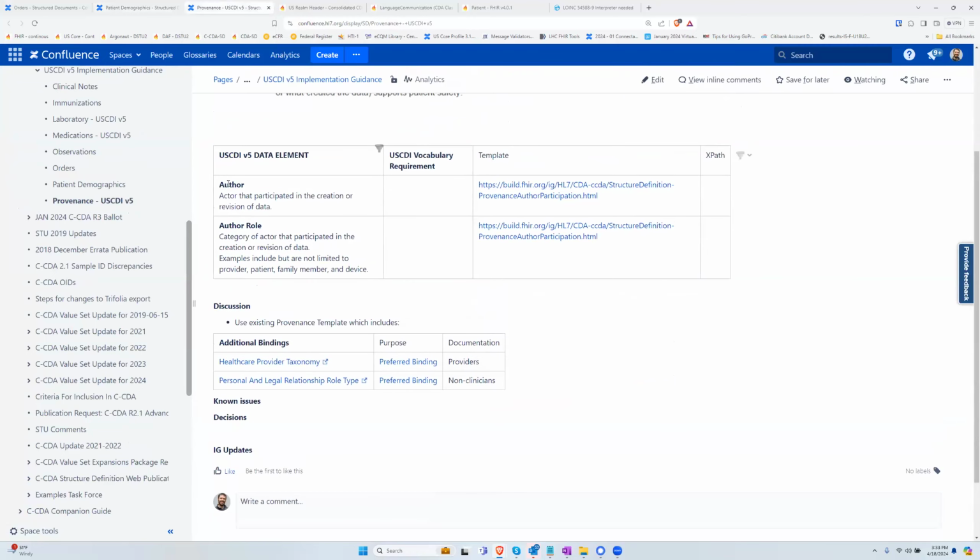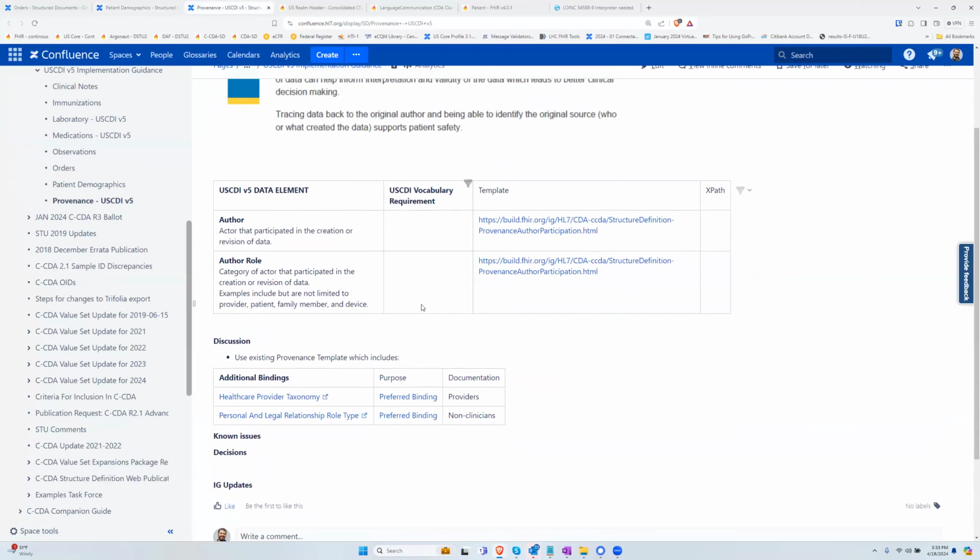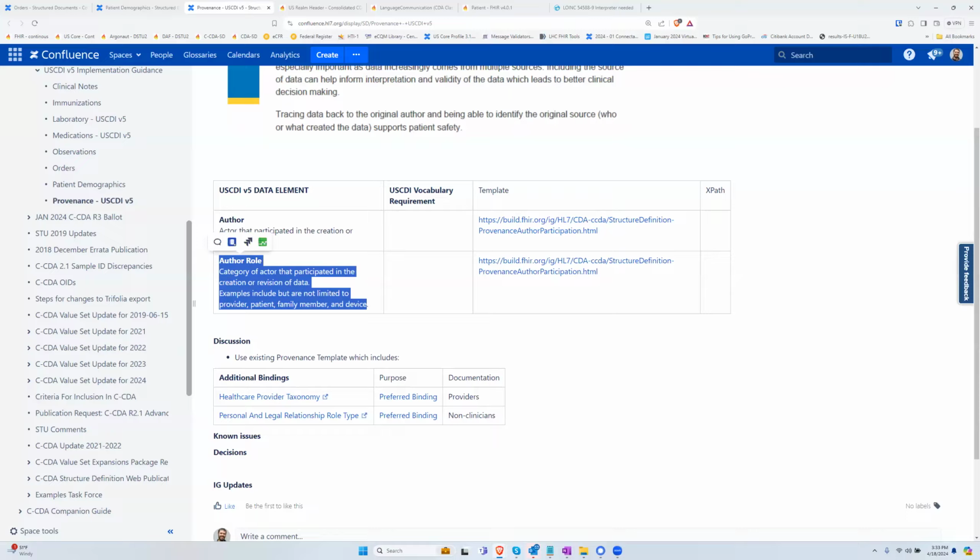Okay, so I guess the last one here is author, role, provenance, and with this, I'm still struggling with the roles and exactly what we would use here. But I will hand it back to you, John.